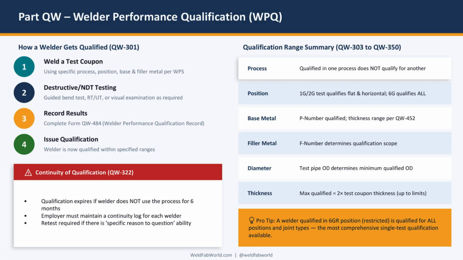The 6-month rule, QW 322. If a welder does not use a specific process for 6 months, qualification for that process expires. The employer must maintain a continuity log for every single welder. This is the most overlooked requirement in the code. Don't let your welder's qualifications lapse silently. Also, if there is ever a specific reason to question a welder's ability, the QC manager or AI can require a retest. That's in the code.